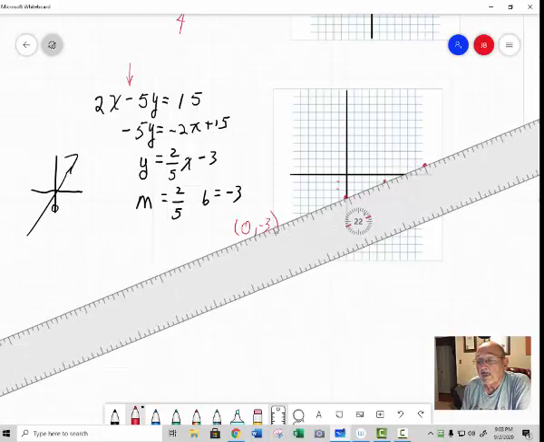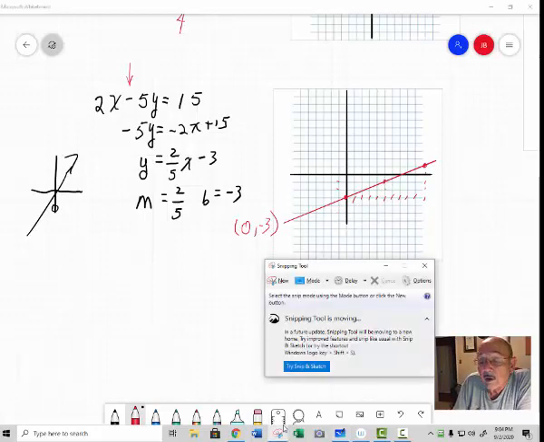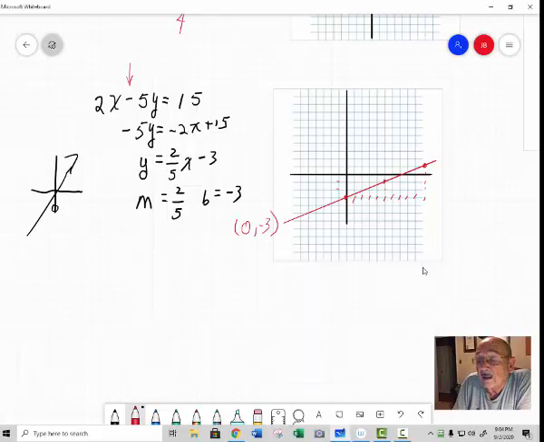Sometimes the way the graph is set up, it's easier to go from here back 1, 2, 3, 4, 5. Just remember you've got to have a negative slope, so you'll have to go down too. You're still going to get that same value of negative 2/5 on the slope. So that's what that one looks like.